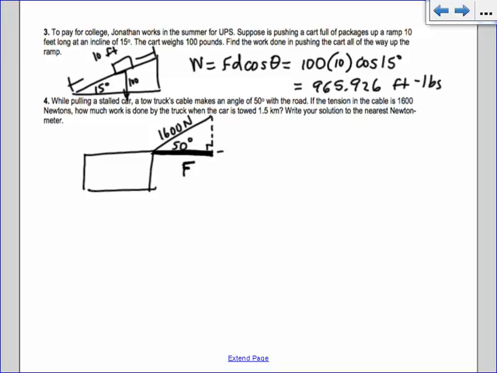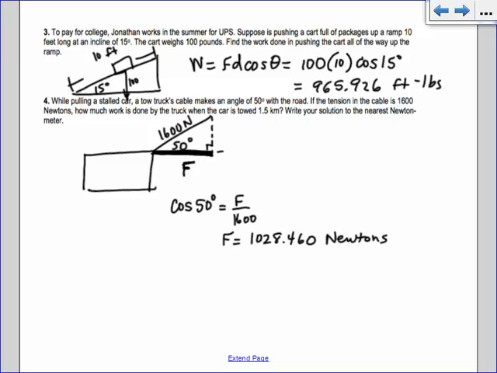So I'm going to set this up, and I'm going to have my adjacent and the hypotenuse. So I'm going to do cosine of 50 degrees equals adjacent over hypotenuse. And I solve for my force. I think I get 1028.460, and that's in newtons, which is a common unit for force, like pounds and newtons.